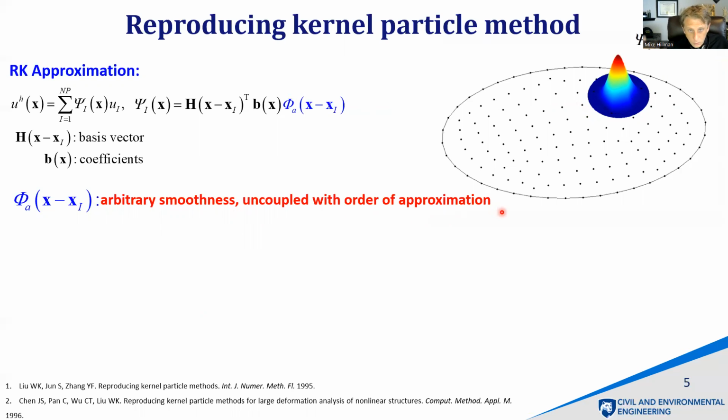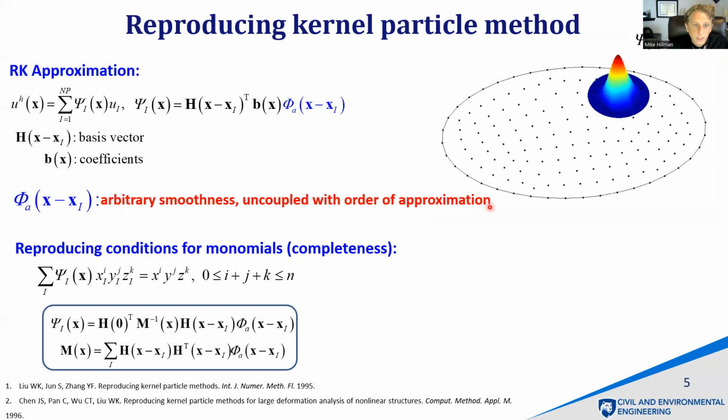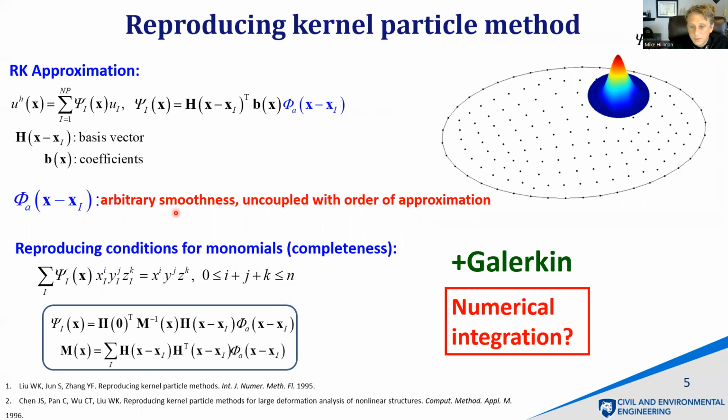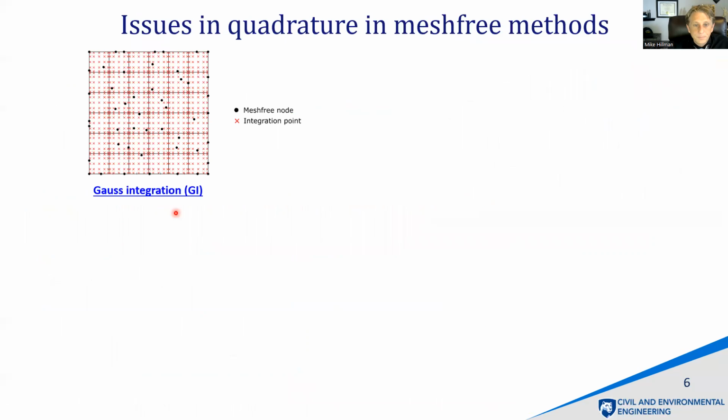So you can get very low order with high order smoothness and vice versa. Okay, the first part that I mentioned is the correction function, which enforces the reproducing condition, so we can get completeness in our approximation space up to order n as we like, and again, uncoupled with the smoothness. Okay, and as I mentioned, we're using the Galerkin framework, so we'll have to carry out numerical integration.